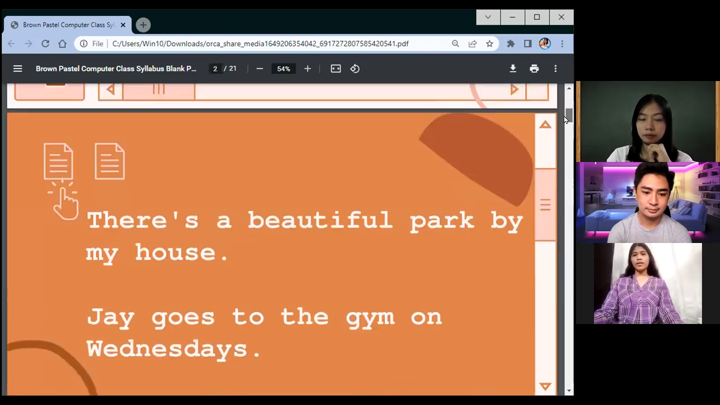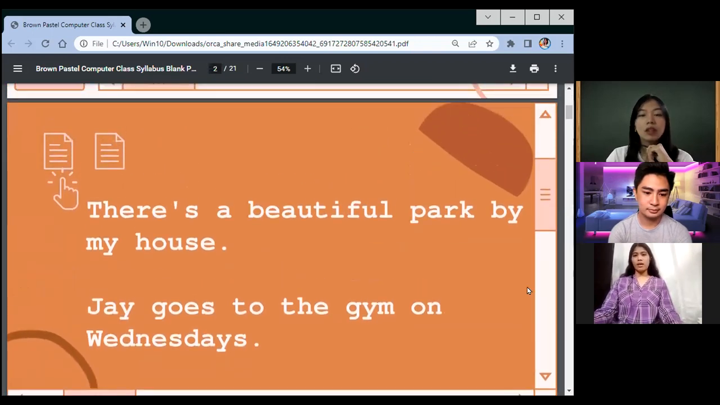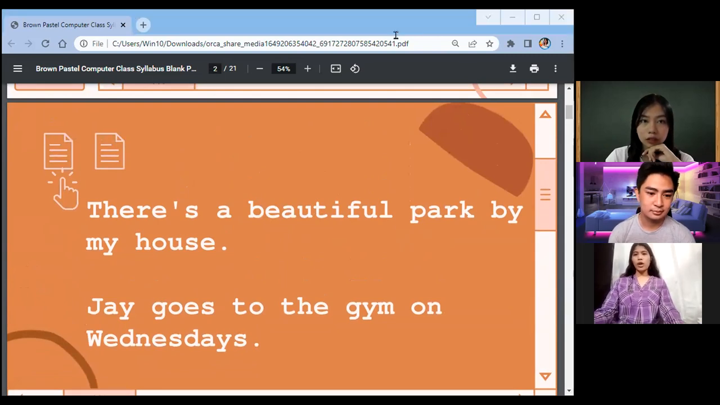So here you can see two sentences. The first sentence is, there's a beautiful park by my house. And the second sentence is, Jay goes to the gym on Wednesdays. Can you try to guess or identify what are the prepositions used in each sentence?